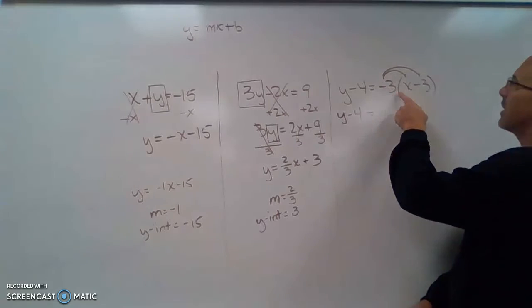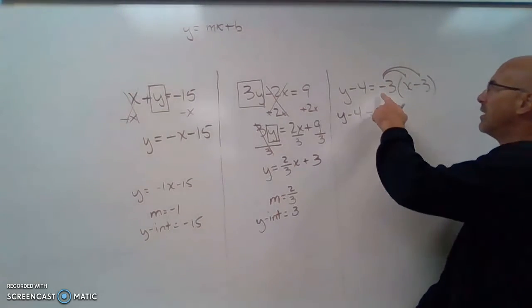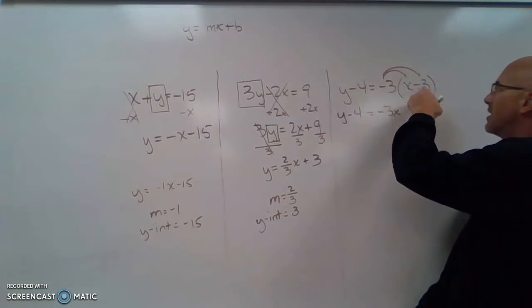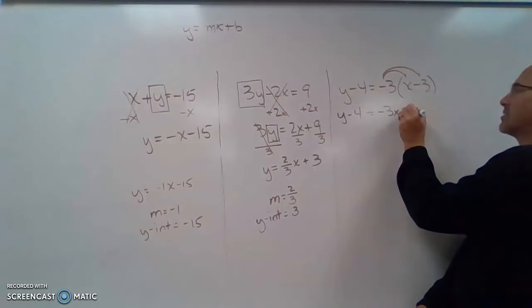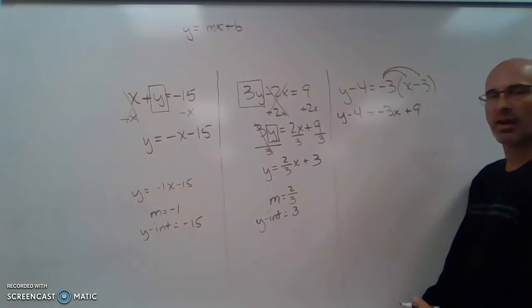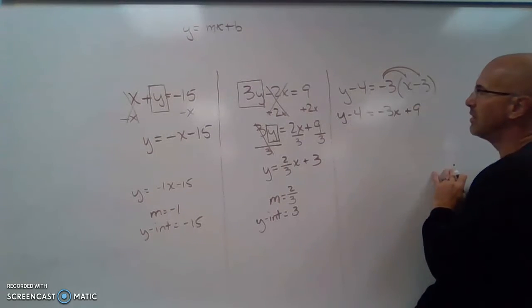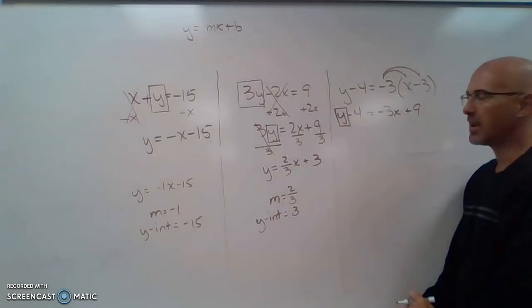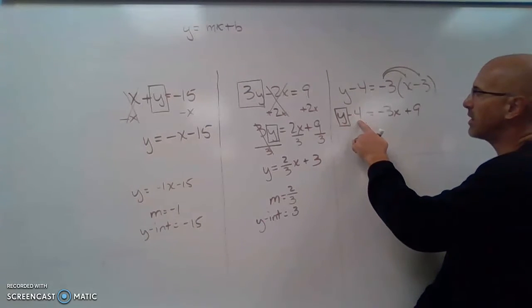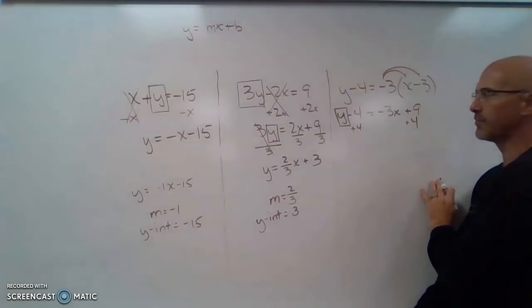Let's distribute. Negative 3 times x is negative 3x. Negative 3 times a negative 3, a negative times a negative is a positive, so I will get positive 9. Now I have an equation. I want to keep y by itself on the left-hand side. So I have y minus 4. If I have a minus 4, I am going to add 4 to both sides.